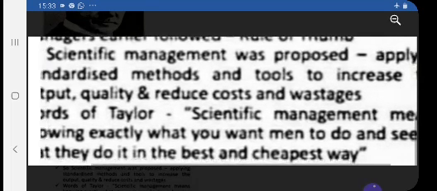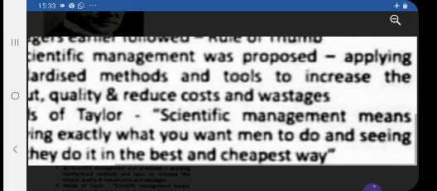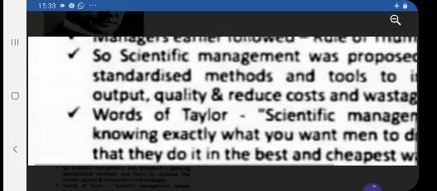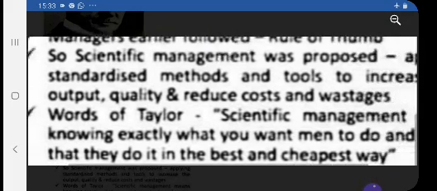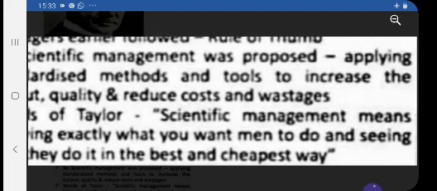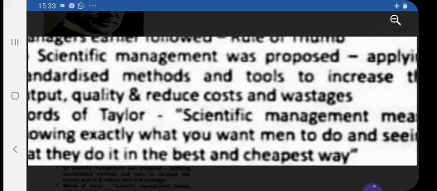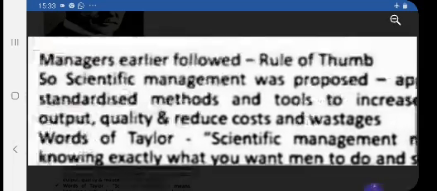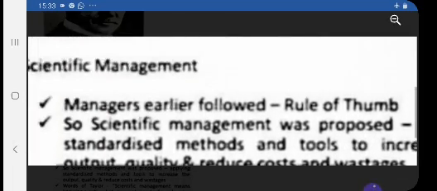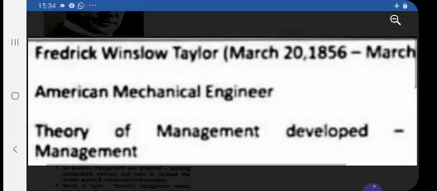We will later on discuss the various techniques given by him that lead to reducing the cost of production and wastage also. So in the words of Taylor, scientific management means knowing exactly what you want men to do and seeing that they do it in the best and cheapest way. So the work should be done scientifically. There should be standard rules and regulations, and workers should know what is to be done, and the techniques or methods should be the best one. So let us discuss the various principles given by F.W. Taylor.